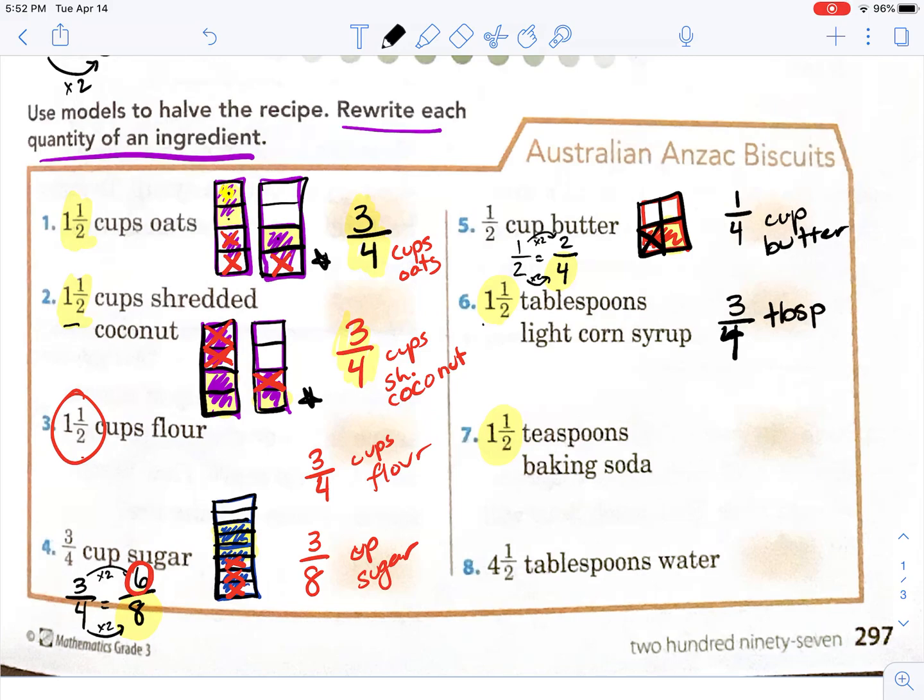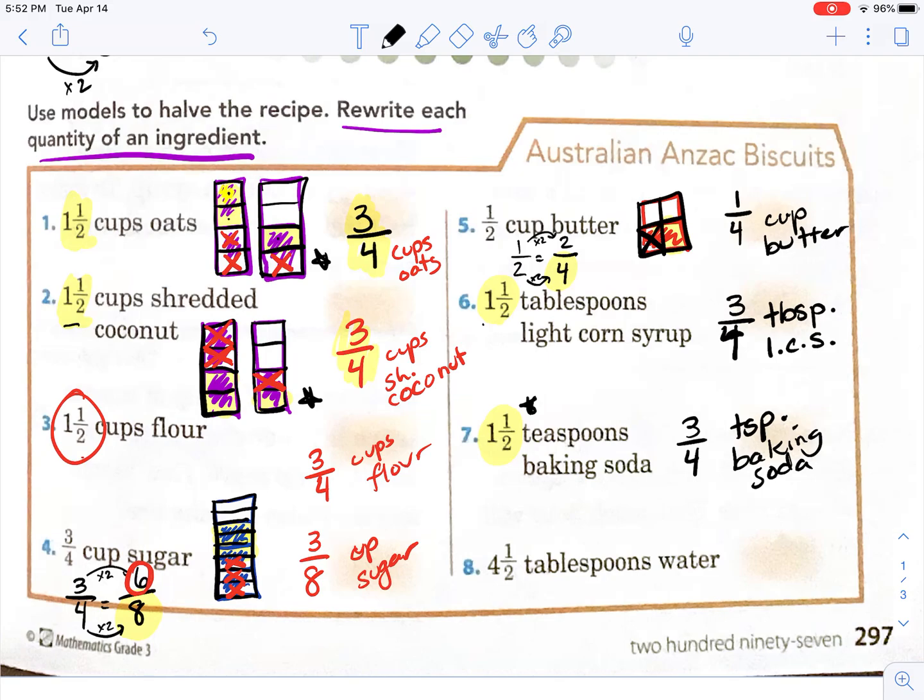Tablespoons, TBSP, of, I'm going to put light corn syrup. I'm not writing it out. All right, yay! Again, what is half of 1.5? Same fraction, 3/4. And what is this? Teaspoons, TSP, teaspoons of baking soda.